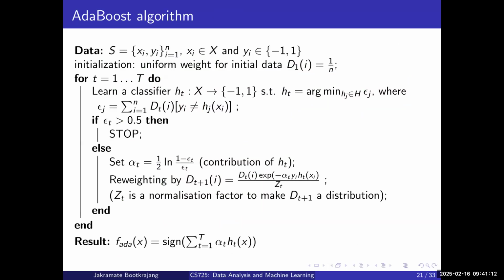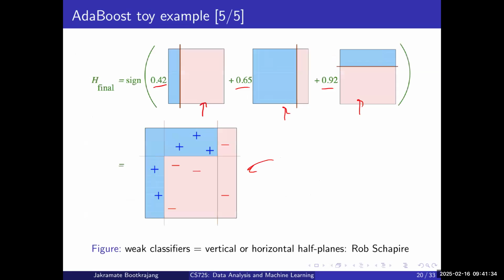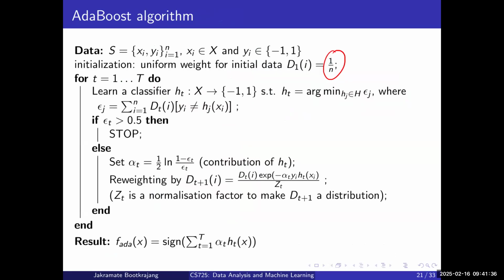This is the entire algorithm. As you can see, we start with uniform weight. So you have n data points, each one of them will have 1 over n weight. Before, we had 10 data points, so for the first classifier, if it gets one incorrect, it gets 0.1, and you can sum it up. So you start with equal weight.